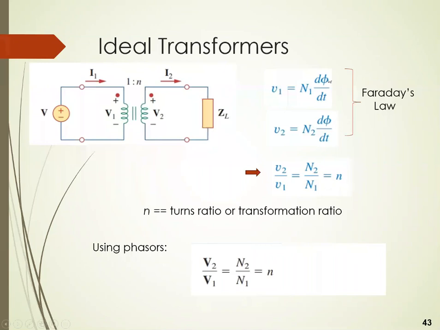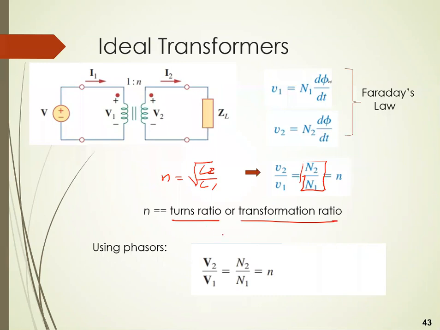Remember, we defined turns ratio as L2 over L1, right, from the previous expression. So we have also redefined that term as N2 over N1, where N2 over N1 is the number of turns associated with the two sides of the transformer. Okay, so this is again called the turns ratio or the transformation ratio.